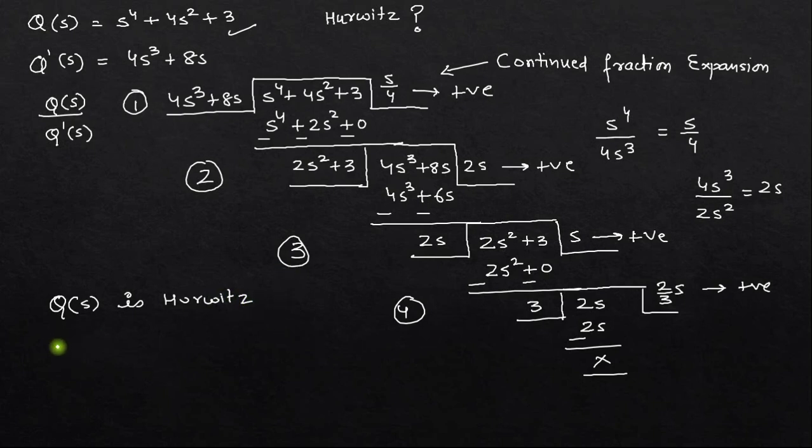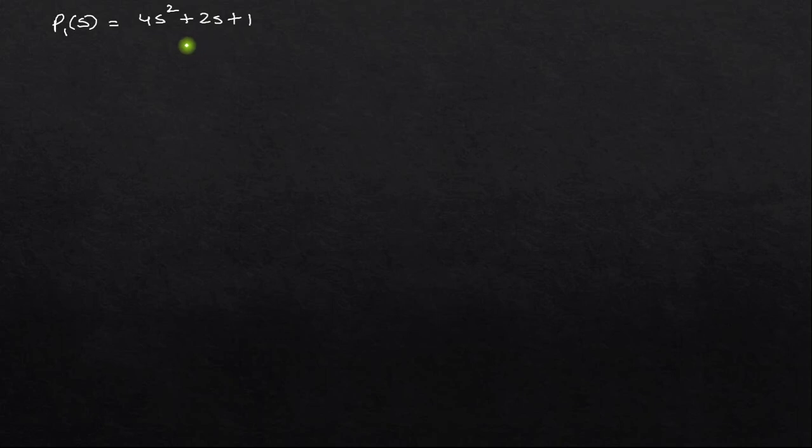Now I will try to prove P1(s) to be Hurwitz, and which was 4s square plus 2s plus 1. I do not have space here, so let us move on to the next sheet. Now we will check whether this is a Hurwitz polynomial or not. To do so, we will separate the even and odd parts. The even part over here is 4s square plus 1, and the odd part is 2s only.